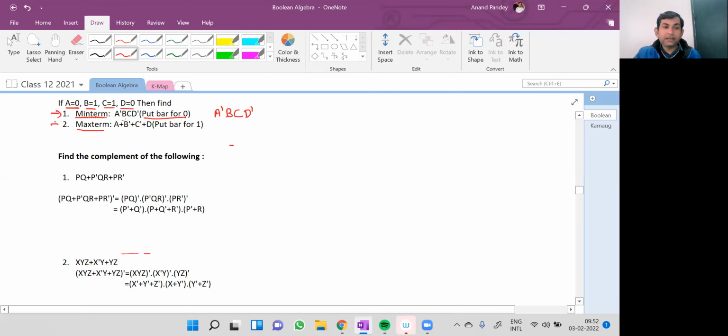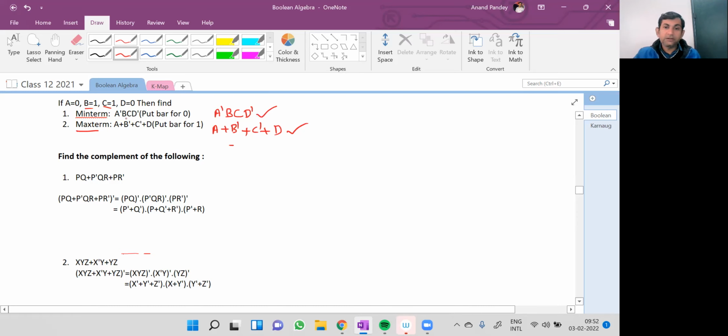Okay. In case of max term, we put bar or dash for 1. So A is 0, so we will not put bar for that. B is 1, so we'll put bar for that, B dash, plus C is also 1, so we'll put dash for that. And D is 0, so D. So in case of min term, we put dash or bar for 0. In case of max term, we put dash for 1. Okay, and this is the product of all the literals. This is the sum of all the literals.